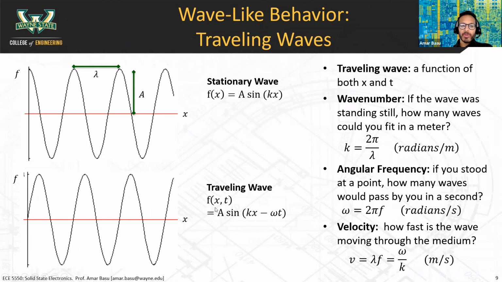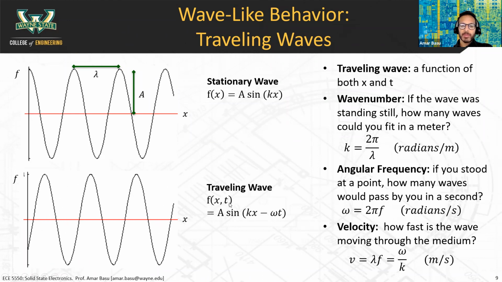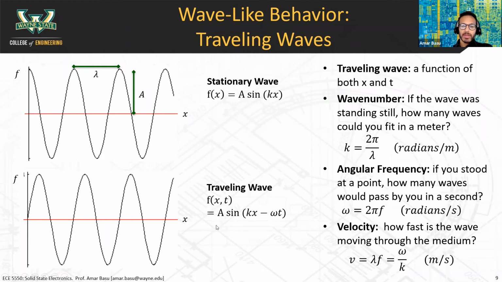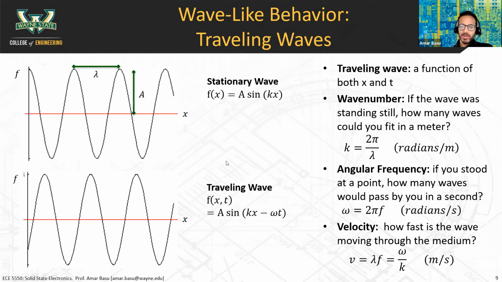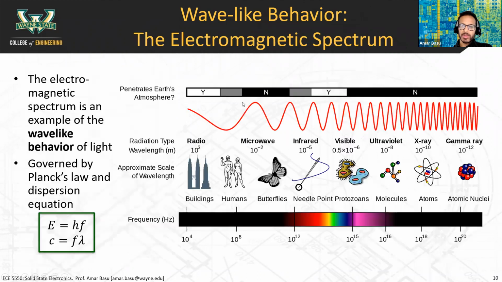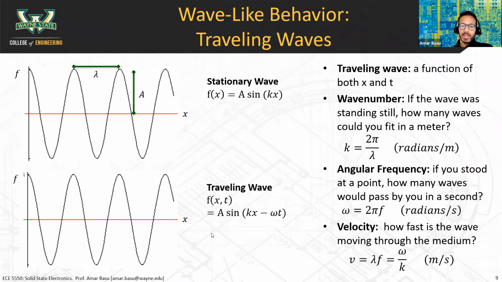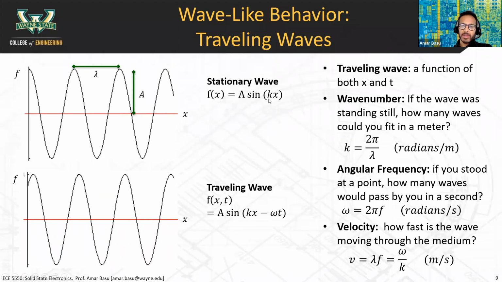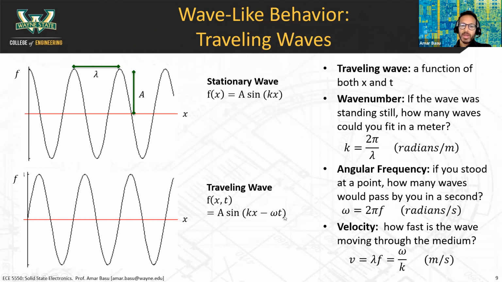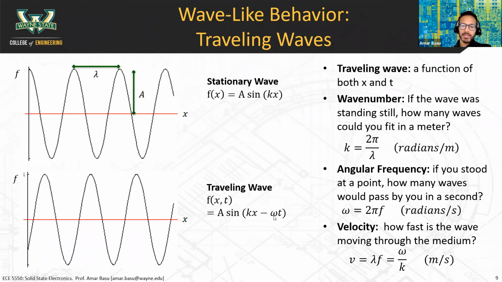All right, so a traveling wave is given by function f of x comma t. And the equation for a traveling wave is just expanding on the stationary wave equation. You'll see some aspects are similar. You still have an a there. The a describes the amplitude of the wave. And you can still call it a sine function. You can also use cosine, but here we're just describing a sine. Now this kx that we had for the stationary wave has now become kx minus omega t. So that's the change in the equation.